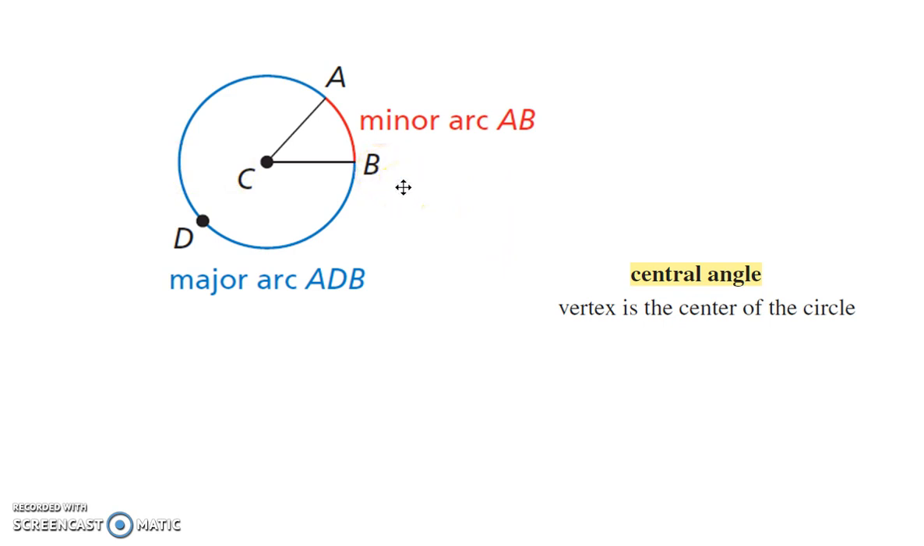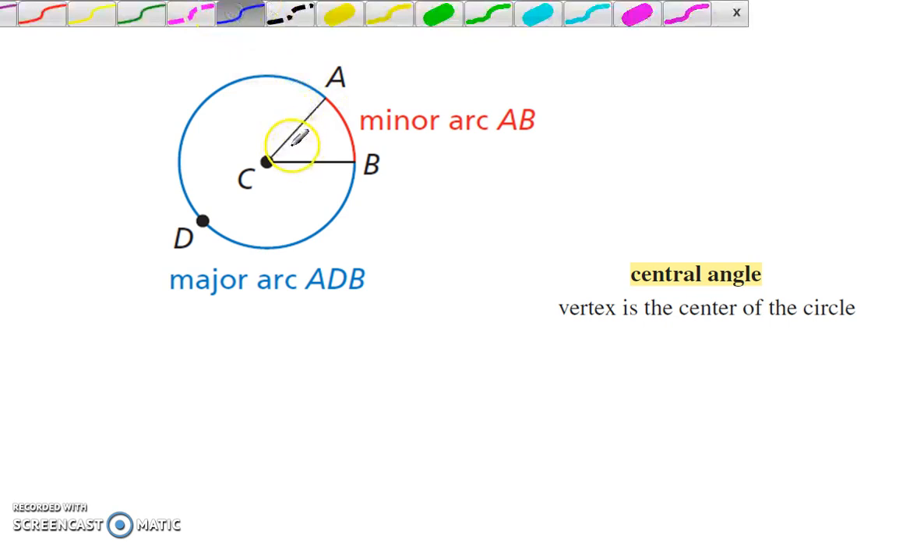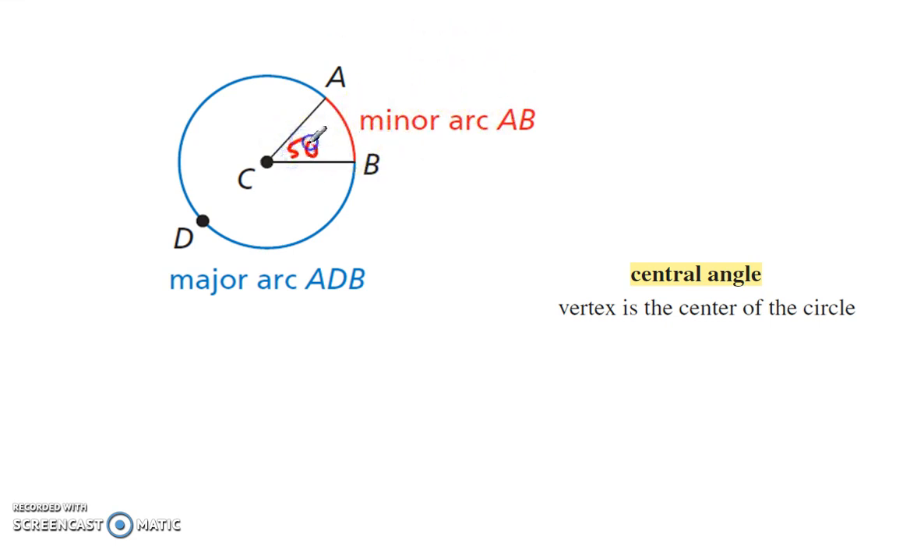Now the central angle, and you'll see that term right here, is where the vertex is at the center of the circle. So here we have a central angle for this arc. Now a measure of an arc is the measure of its central angle. Let's say that this is 50 degrees, then the measure of arc AB is 50 degrees.